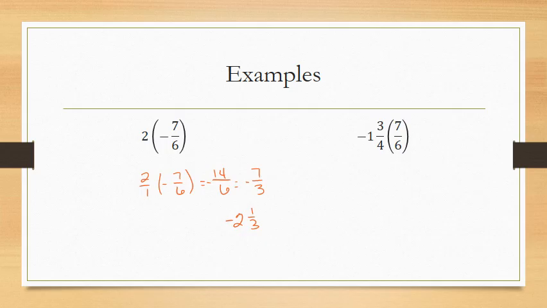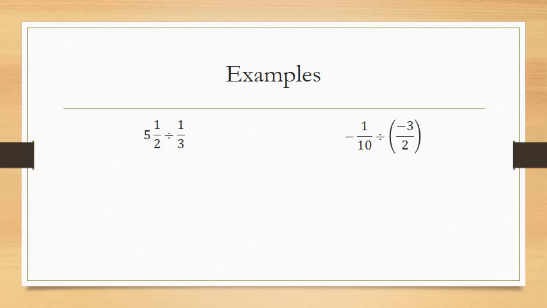Change my mixed number into an improper fraction. 4 times 1 plus 3, that gives me negative 7/4 times 7/6. 7 times 7 is 49. 4 times 6 is 24. And then I can divide that out. 49 divided by 24 is going to go in 2 times. I have 1 left over. And that is negative because I had a positive times a negative.